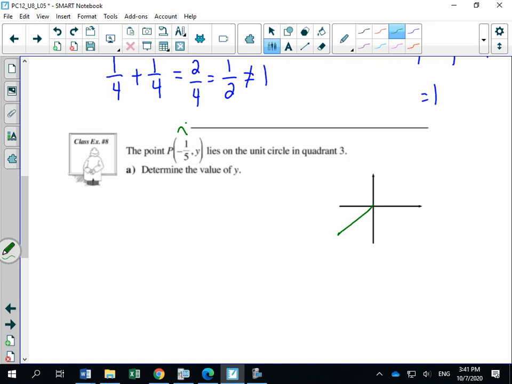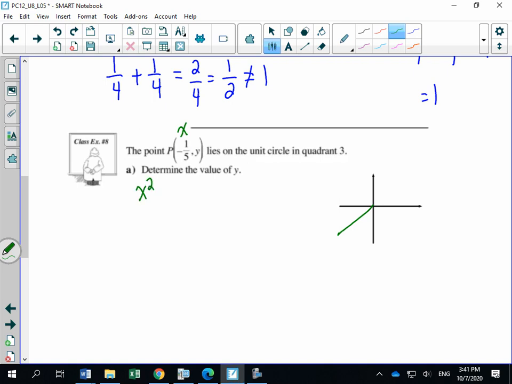So I know that my x is going to be negative 1/5. Okay, so my x is equal to negative 1/5. And I don't know what my y is, but I know it lies in quadrant 3. Determine the value of y for A. How would you do that?